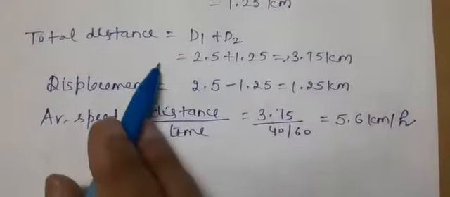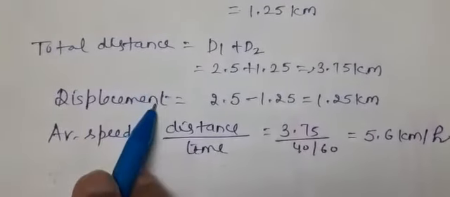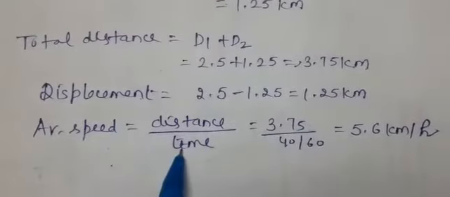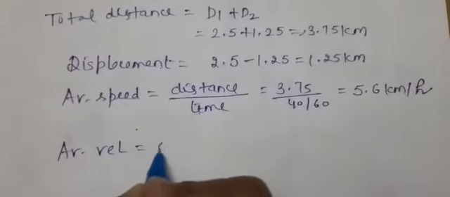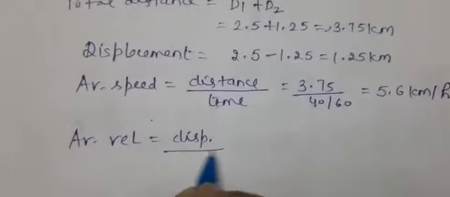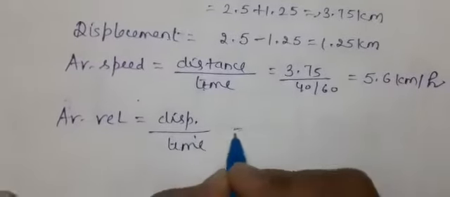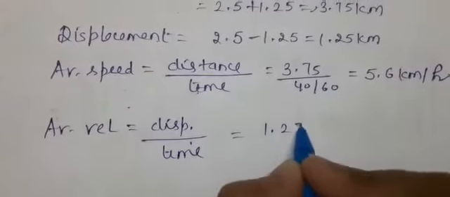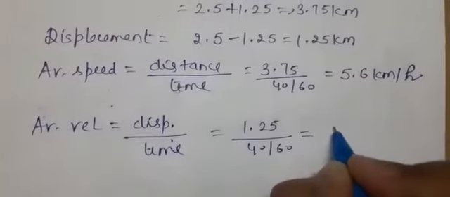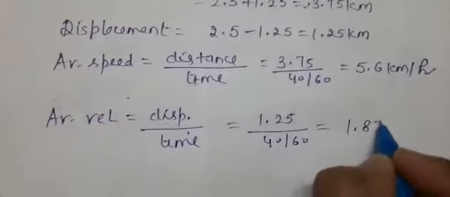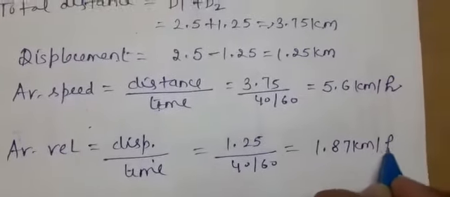Because when you are familiar with the concept of distance, how to calculate distance and displacement, now it is simple substitution in the formula. Now average velocity, this will be displacement upon time. So here it is 1.25 upon time taken is 40 by 60. Time is same for both the cases. So it will come out to be 1.87 kilometer per hour.